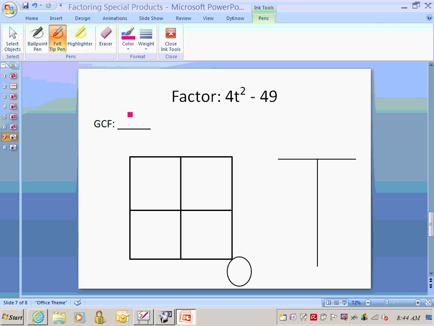Okay, here's the next one. Okay, what was the GCF? None right now, right? I got 4t squared, negative 49. What goes in the circle? Negative 196.